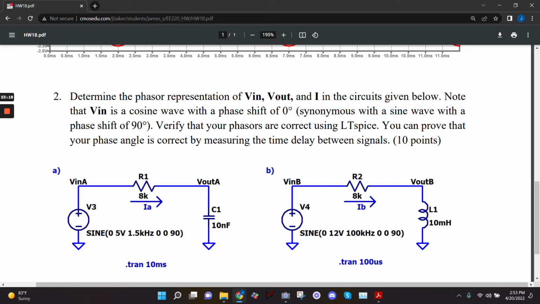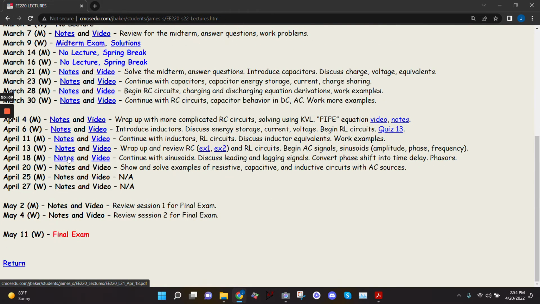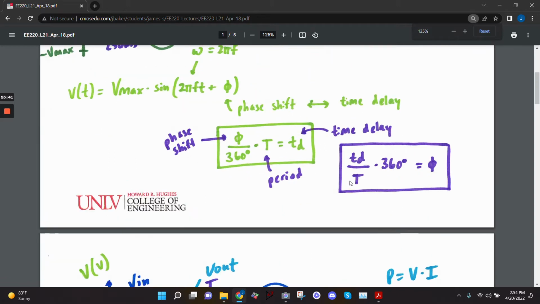I say that you can prove that your phase angle is correct by measuring the time delay between signals. That's what I'm going to expect you to do on the homework. You're going to calculate a phase of, say, 13 degrees. Well, there's no way to verify that in Spice unless you measure the time delay between two peaks and then convert that using the equation that we talked about last time. I'll pull that up real quick so that I can show this equation right here.